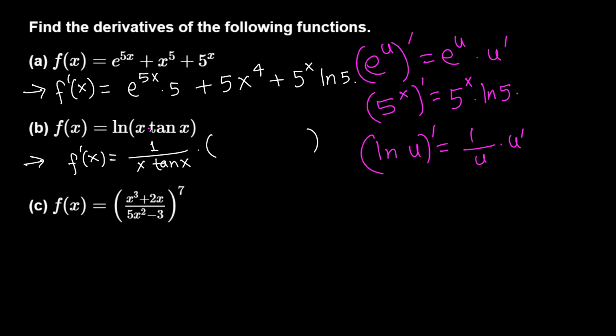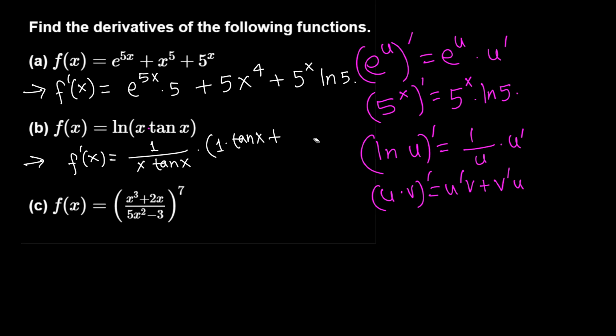So u times v, and we know that whenever we have a product, it's u prime v plus v prime u. So the derivative of x is 1 times tangent plus the derivative of tangent, v prime, the secant squared, times the first function, which is x. Okay, do not multiply these two, we may leave it here. This x comes to the front, in fact. Final.